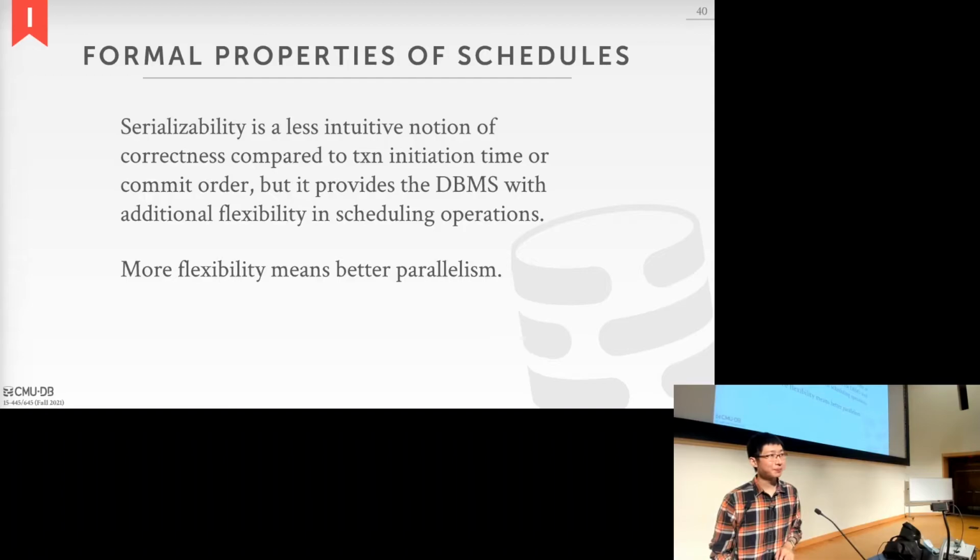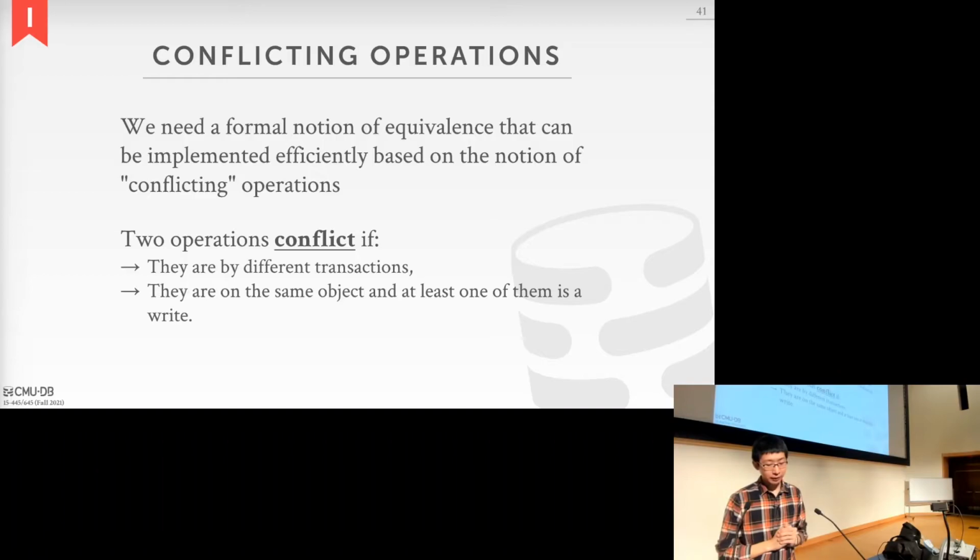So, let's talk about how we ensure this serializable property. Again, we are not talking about the specific concurrency control algorithm to ensure the database system executes these transactions in a correct and efficient manner. In this lecture, we're just going to talk about how to analyze a specific schedule of transactions so that we know whether this schedule is correct or not. We are going to talk about algorithms and implementations in later classes.